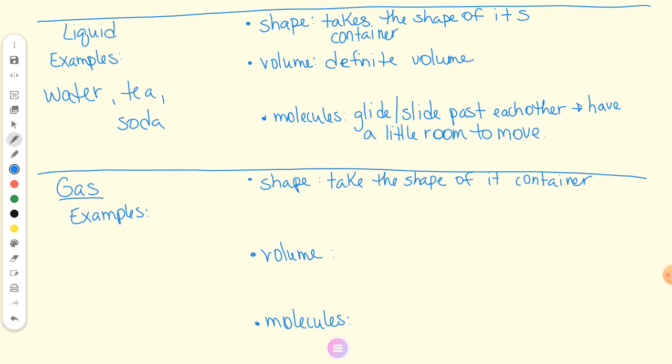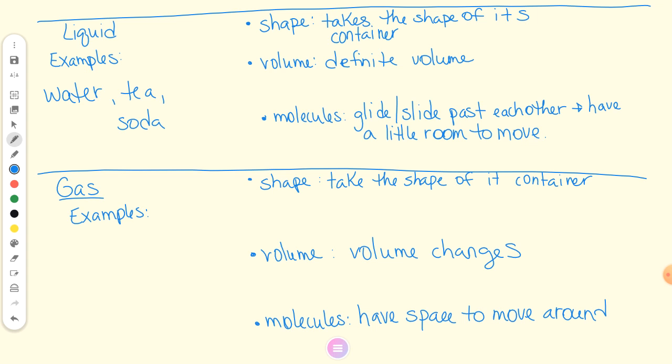Volume. What do we know about volume? This one does not. The volume changes. This is the only one that does not have a definite volume. And the molecules have space to move around. They have space to move around, and they bounce off each other. I'm going to write it, and I'll give you a second to catch up.